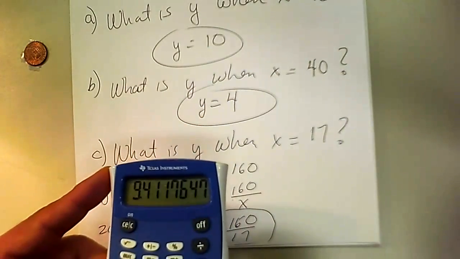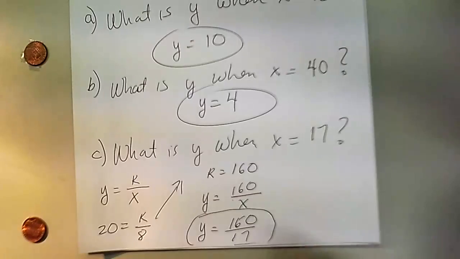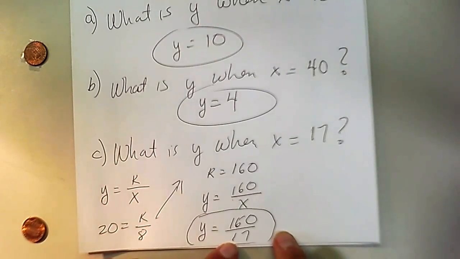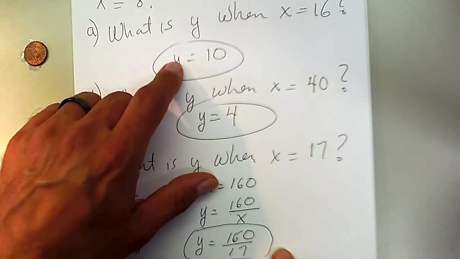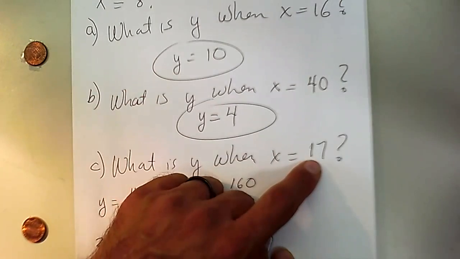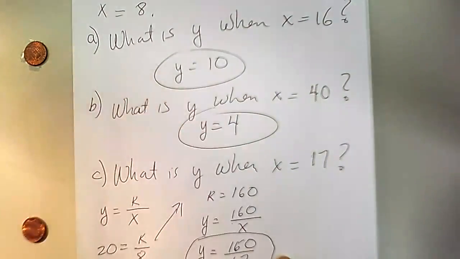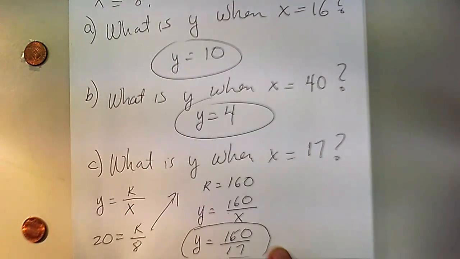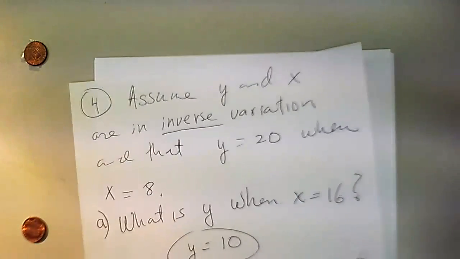If we round it to, anyway, we're not going to round. I just wanted to have an idea. This is about 9.4, which makes sense because it is less than 10. And since this number is bigger than 8, we were expecting a number that was less than 10. Not a lot smaller, but yet smaller. Yeah, inverse variation can be tricky. It can be very tricky, I think.